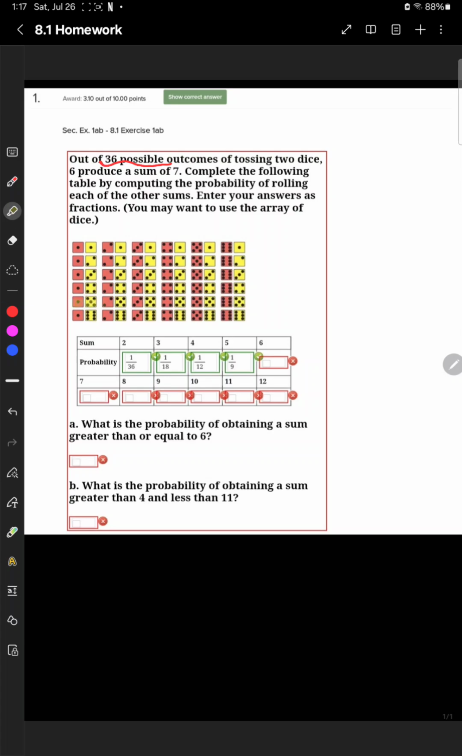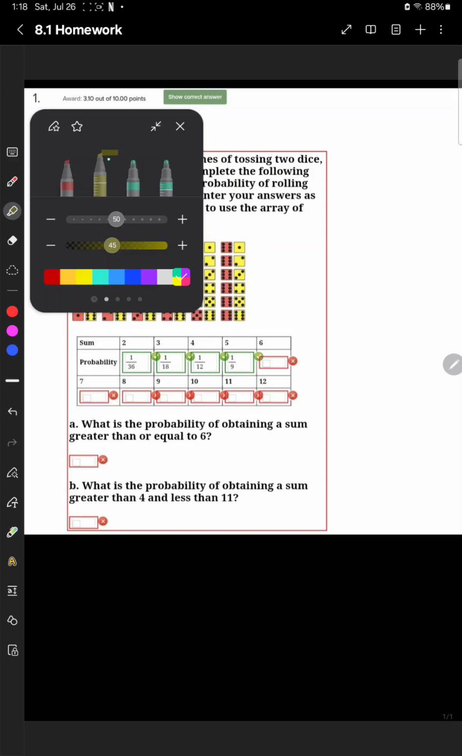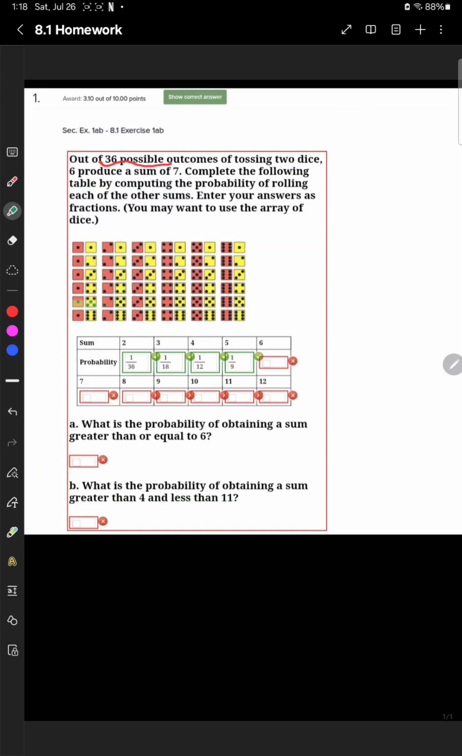Why isn't it highlighting? I don't know. Let's try it again. I promise I highlight it.